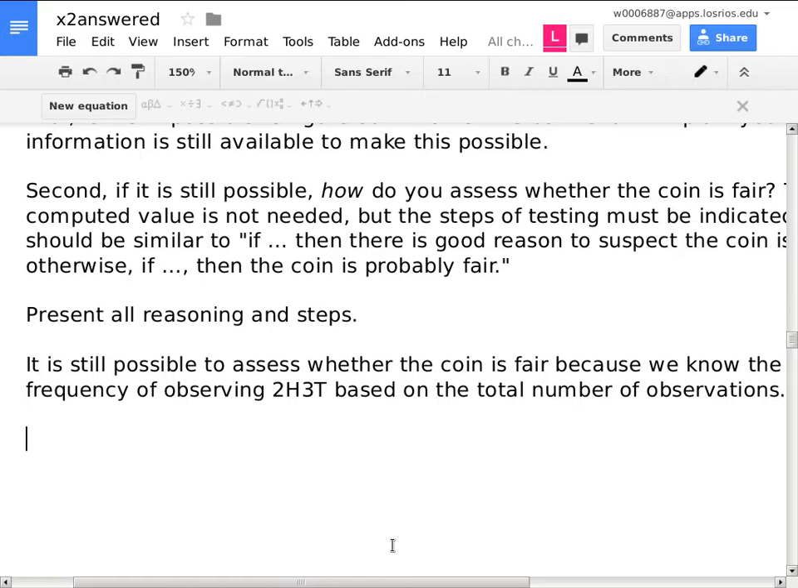You don't have to compute the values. You just have to tell me what computations you're going to go through and what comparison you're going to use to say, okay, if blah blah blah, then there's good reason to think that the coin is fair. If that condition is failing, then the coin is probably not fair. So what are you going to use? That's the question.